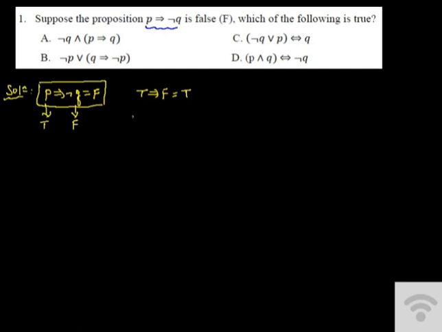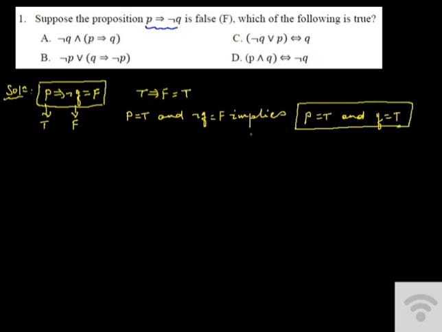So here P is necessarily true, and the negation of Q is false. This implies P is true and Q is also true. So from the given information we have this. Based on this information we will identify a compound proposition which is true.